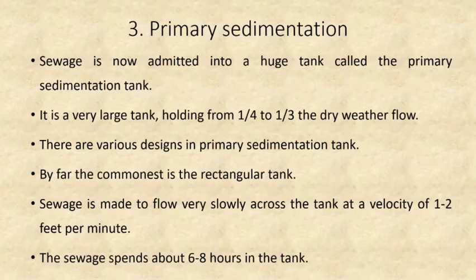Third is primary sedimentation. After going through the grit chamber, that is after removal of grit, the sewage is admitted into a huge tank called the primary sedimentation tank. It is a very large tank holding from 1/4 to 1/3 of the dry weather flow. It is usually a rectangular tank, and here the sewage is made to flow very slowly across the tank at a velocity of 1 to 2 feet per minute. The sewage spends about 6 to 8 hours in the tank.